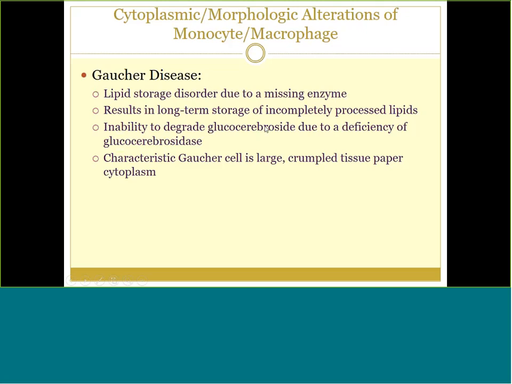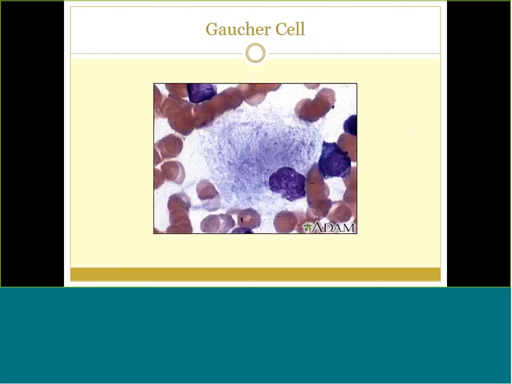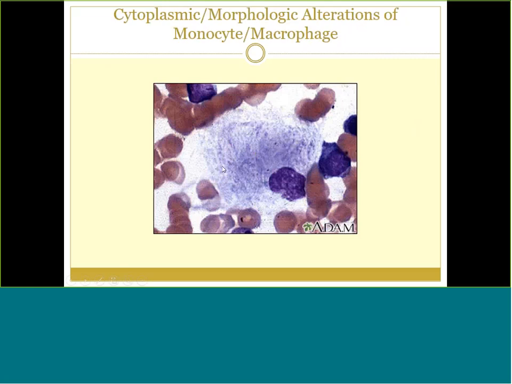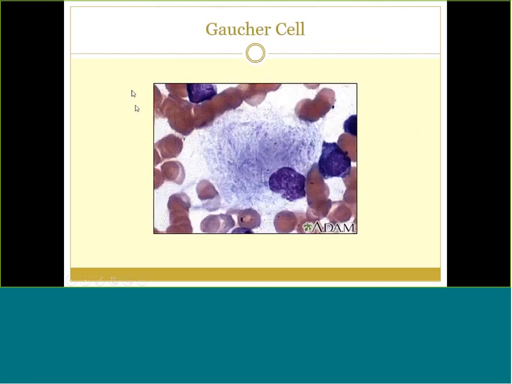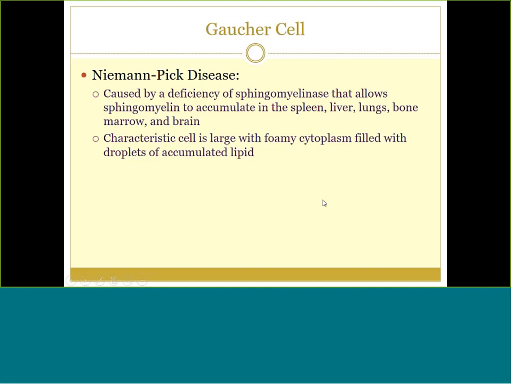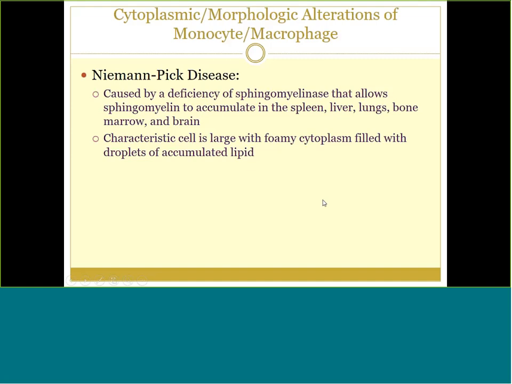That will build up in the cell, and it will make the macrophage cytoplasm look like crumpled tissue paper, which you can see here in the picture, or a lot of people might call it chicken scratch. So it's not a normal cytoplasmic feature. Again, it's a buildup of glucocerebroside lipids because they're missing the enzyme. I always tell people to remember the enzyme that is missing, put the G's together: Gaucher, glucocerebrosidase enzyme missing. And there's the look of it. So be sure you know the look of this macrophage cell. The other macrophage disorder is Niemann-Pick disease.